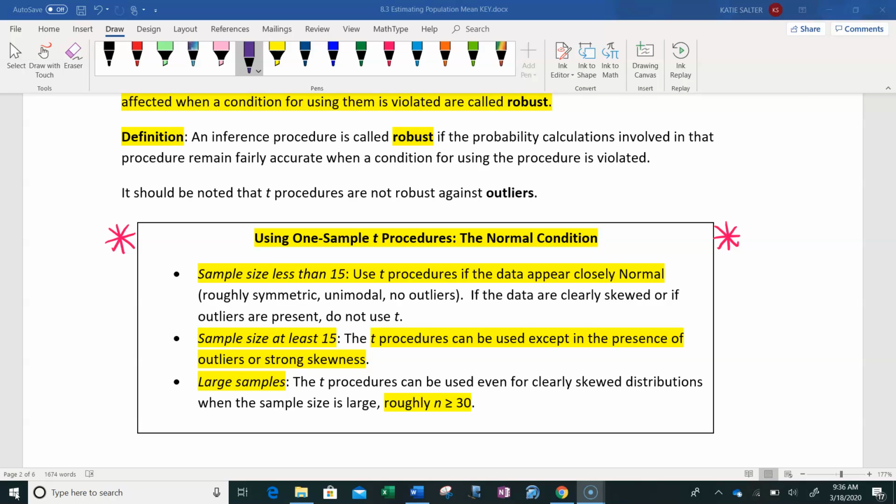As long as it's roughly symmetric, unimodal, no outliers, nothing that's extremely skewed or anything like that, you're pretty good to go, and you can use the t-distribution. If the sample size is between 15 and 30, as long as it doesn't have outliers or strong skewness, you're good to go. And then for anything that's greater than 30, you do not have to graph it. But for the other ones, you do have to graph it, and you have to make sure you include the graph in the problem.